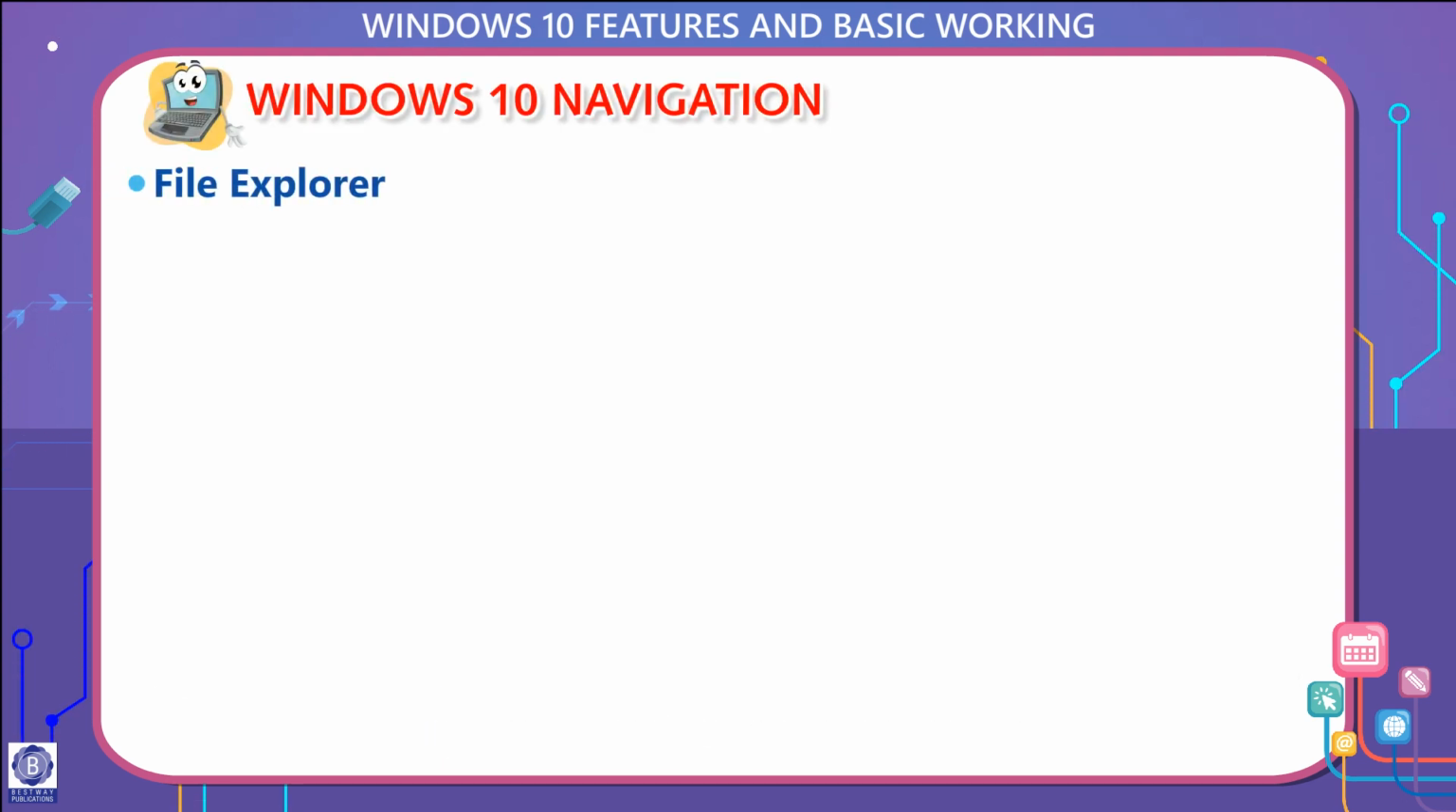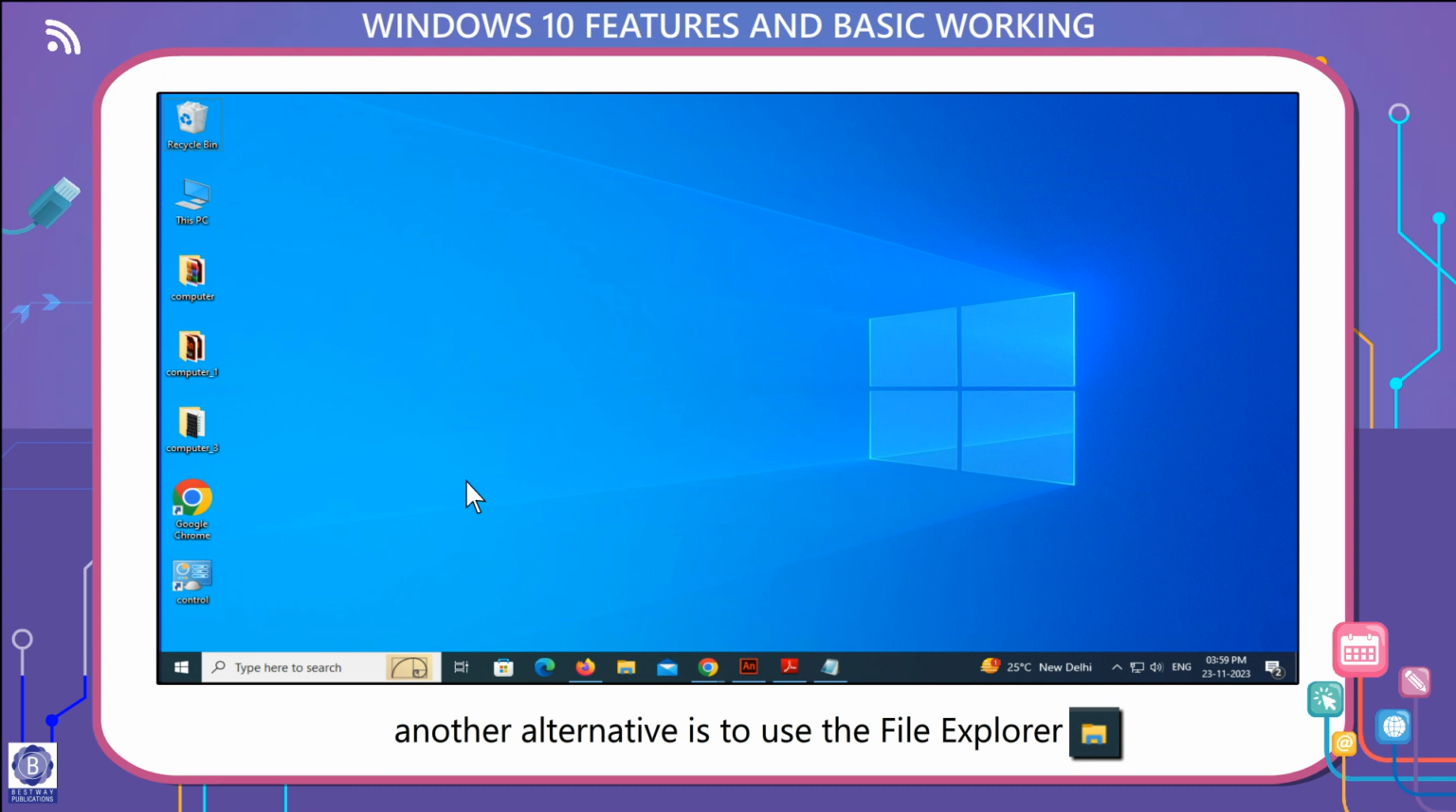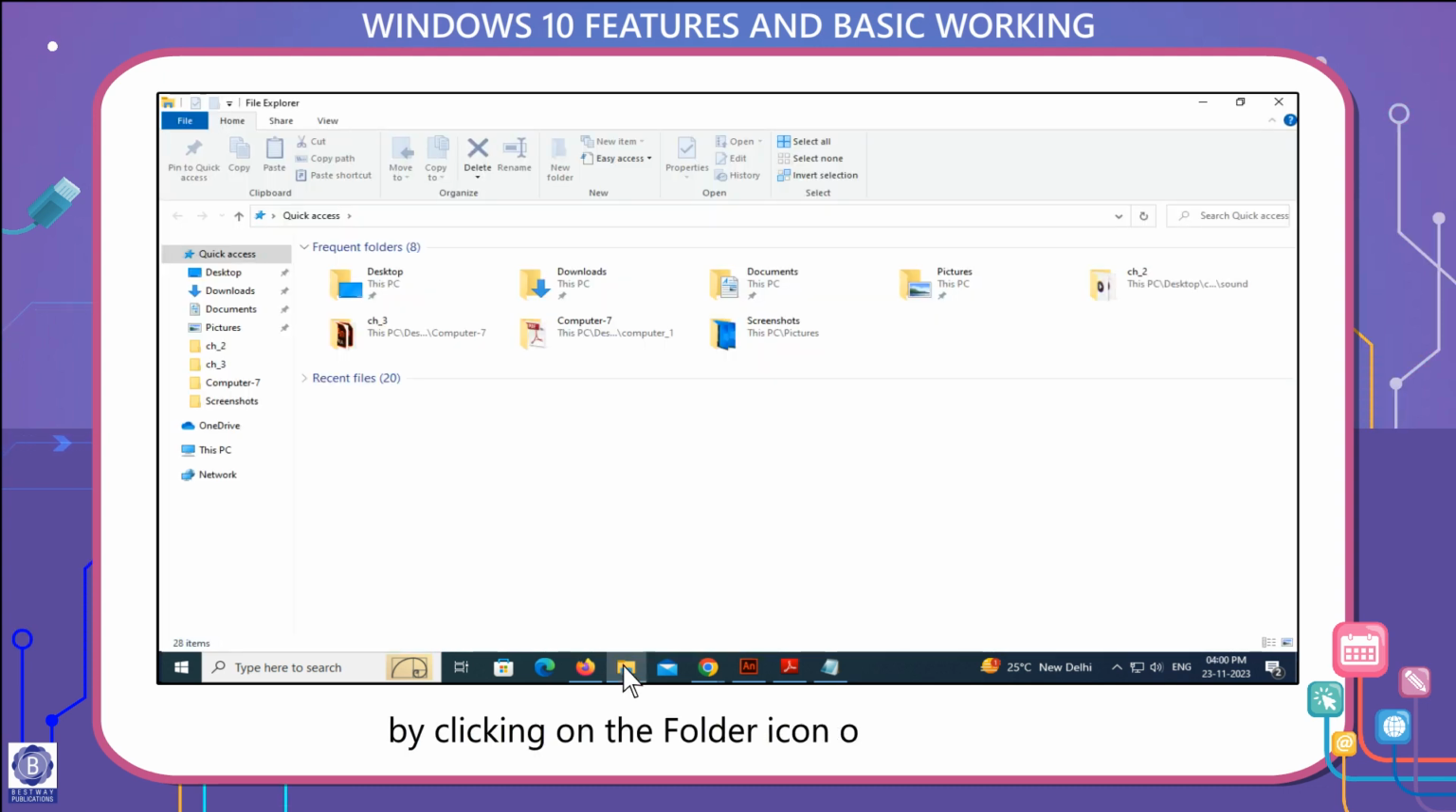File Explorer. If you are looking for a specific document, another alternative is to use the File Explorer by clicking on the folder icon on the taskbar. In the File Explorer window, you can browse all your folders and documents.